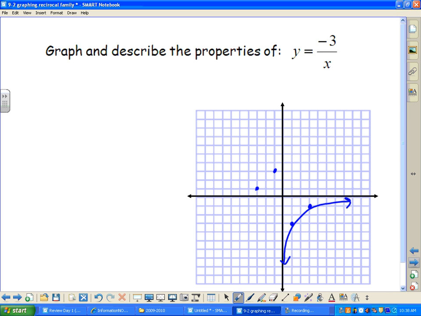And here's this branch. How do the properties of this graph compare to the properties of the last one? John? They're the same, aren't they? Nothing changes. They have the same lines of symmetry. They have the same domain. They have the same range, right? Everything is the same on there. Any questions on how to graph those? Okay, then let's do this one.